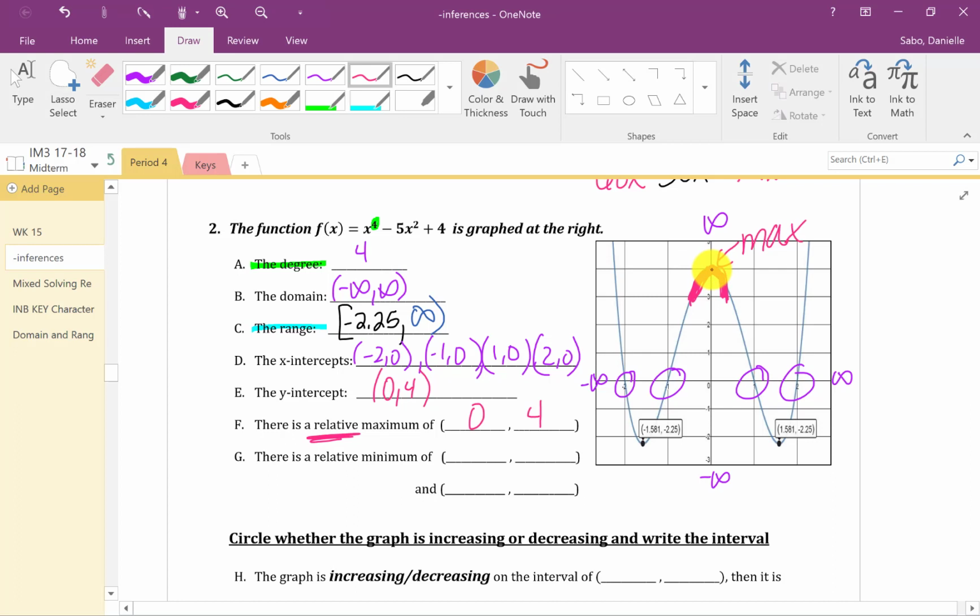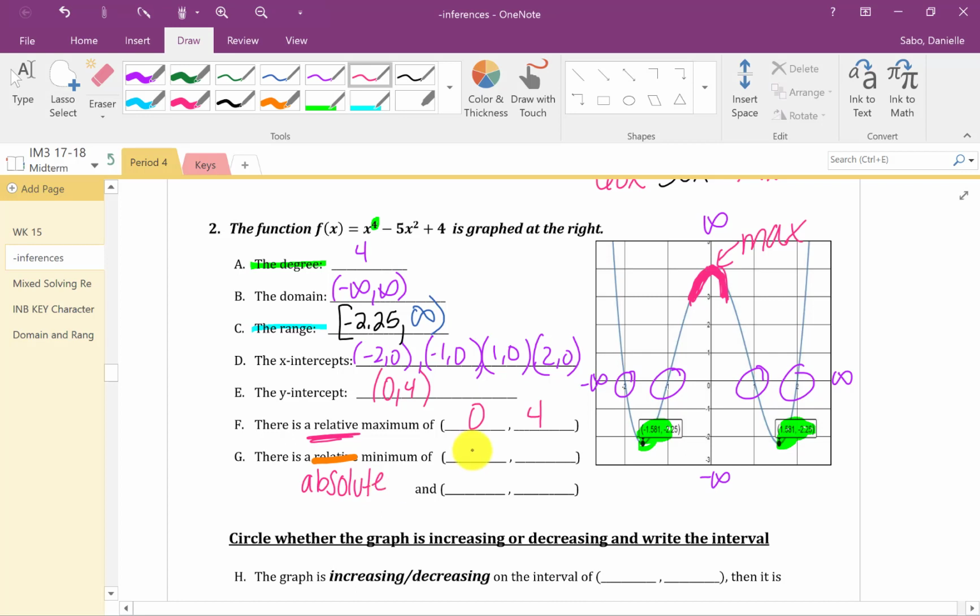Now there are 2 mins. If you take a look here, they're relative mins. I'm going to have a min here, and I'm going to have a min here. And they're actually not relative mins. They're going to be absolute mins. So please fix that. That means that there's nothing less than what we have there.